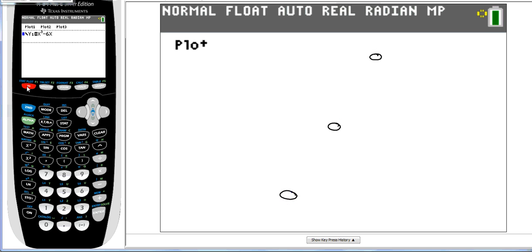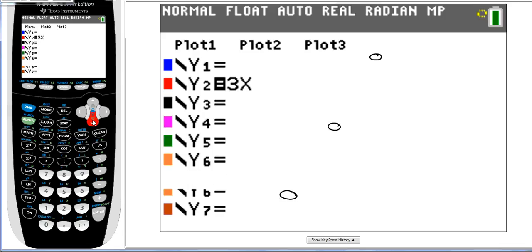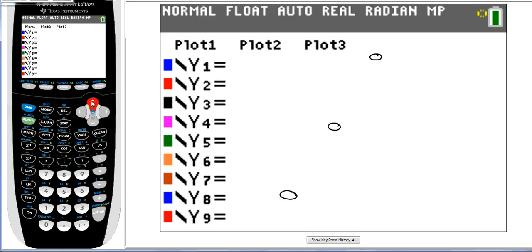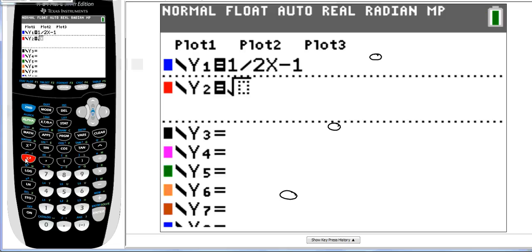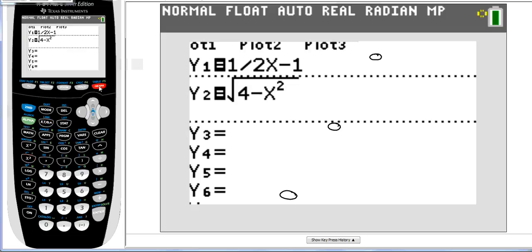I'm going to go up to my y equals, and I'm going to clear out what I have. Okay, I will put the line in first, and my line, if you remember, was 1/2 x minus 1. Then I'm just going to show you this. If you forget the plus and the minus, this is what's going to happen. I'll have the square root of 4 minus x squared. I'm just going to go ahead and hit graph right here.